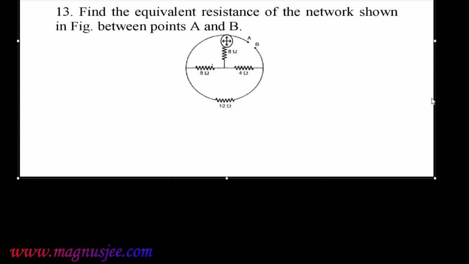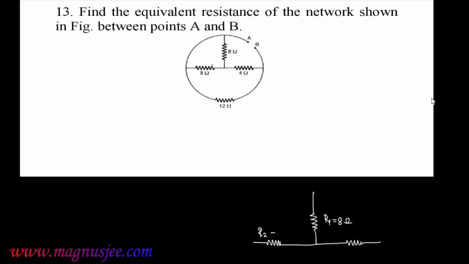Find the equivalent resistance of the network shown in the figure between the 2 points A and B. In this case, we can draw the diagram again and denote the resistances as R1 equal 8 ohm, R2 equal 8 ohm, R3 equal 4 ohm, and they are connected by connecting wires.